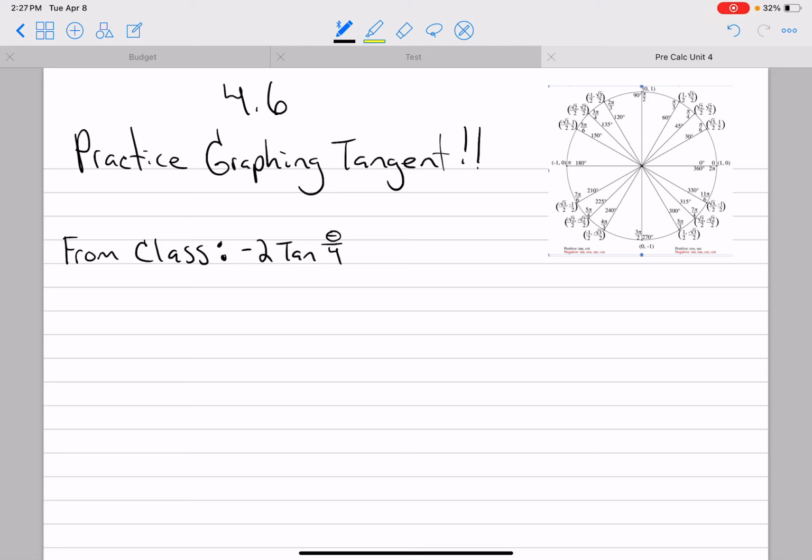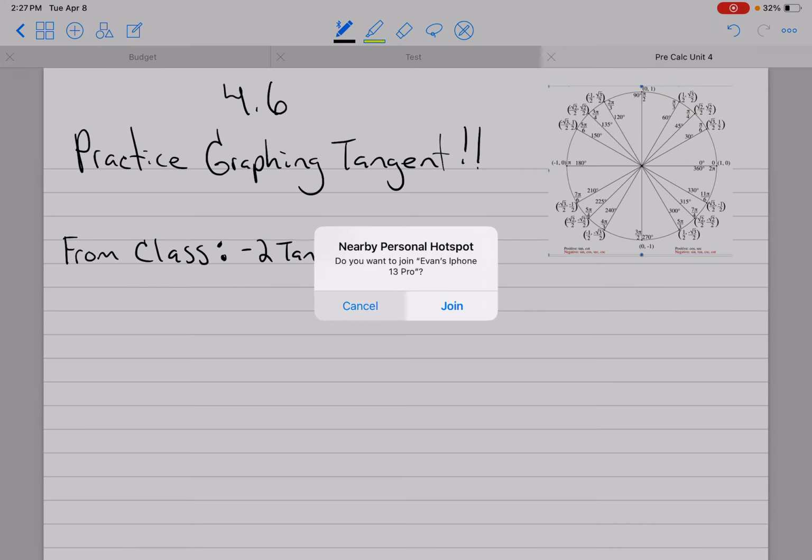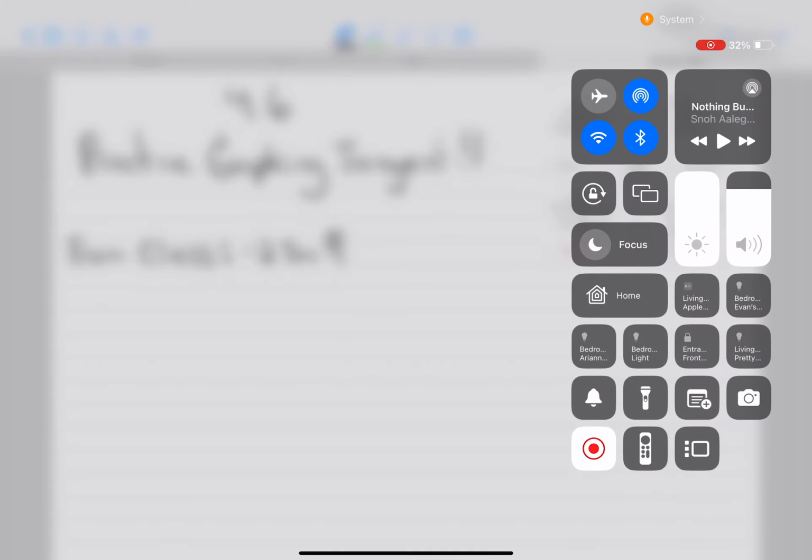Got to give the people what they want. People want some practice on graphing tangent. We got a good start in it in class today, and now we are about to really get it done.